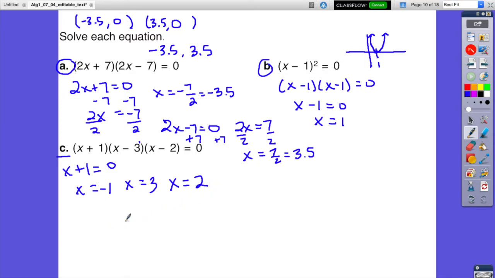So this is actually a cubic, which means it's going to cross the x-axis 3 times, and it looks like a little squiggly line like that. All right, you won't see too many of those, but just know that if you see 3 x's, there's going to be 3 different roots.